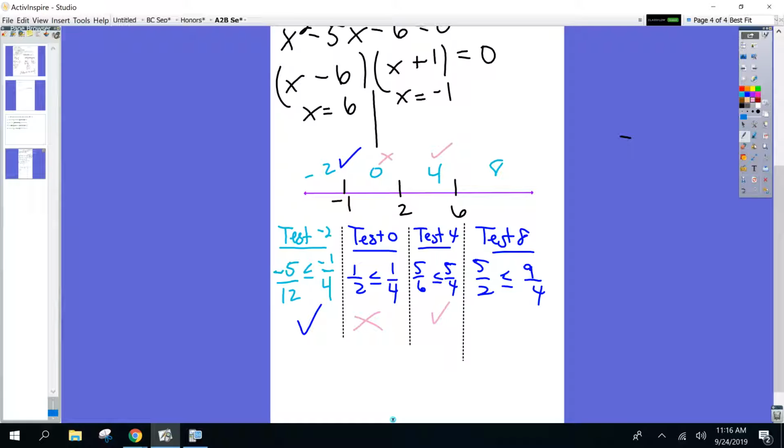And then the final one is 5/2 less than 9/4? You just got to put the decimal in, right? 5/2 is what? 2.5? And then what's 9/4? 2.25, right? So it's got to be false. Yep.